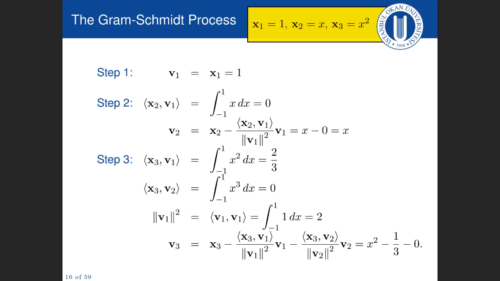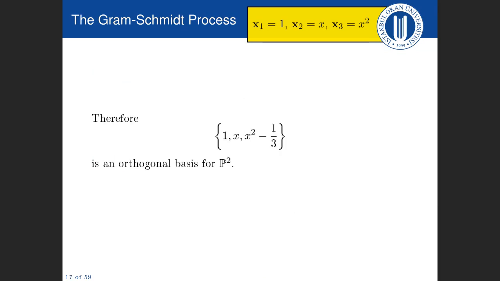Our formula is v3 is x3 minus the inner product of x3 and v1 divided by the norm of v1 squared, times v1. Well, what do we have here? We have 2/3 on the top and 2 on the bottom, minus the inner product of x3 and v2. Well, that's just 0. So it's x squared minus 1/3 multiplied by 1, minus 0 multiplied by x. And then we're finished. Therefore, the set containing 1, x, x squared minus 1/3 is an orthogonal basis for P2.